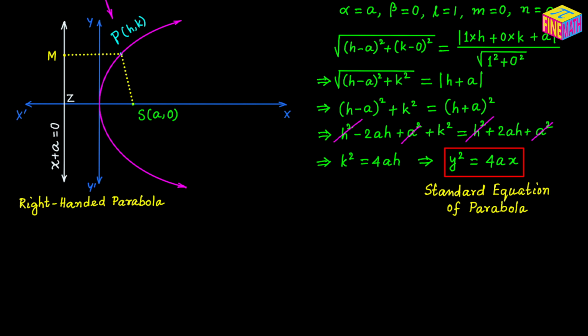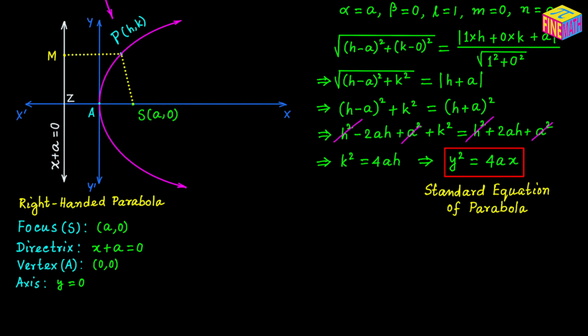Now, let's derive a few attributes of this parabola. The first attribute would be the focus. We have already assumed that the coordinates of the focus are a, 0. Next, let's note down the equation of the directrix. We have already determined that it is x plus a equals 0. And next, let's talk about the vertex. Well, we know the vertex goes through the origin. So, the coordinates of the vertex would be 0, 0. And then, let's note down the equation of the axis. The axis of this parabola is actually the x-axis, whose equation would be y equals 0.